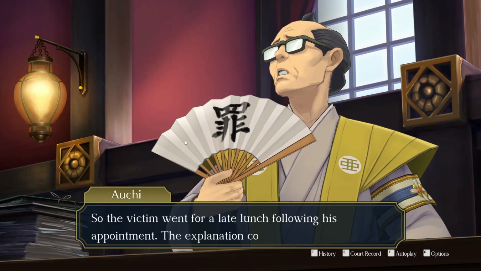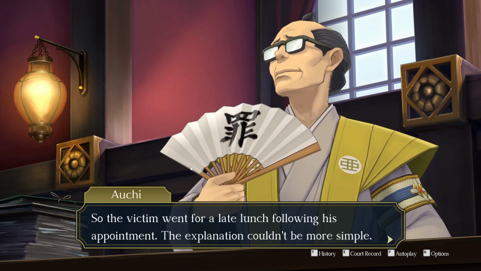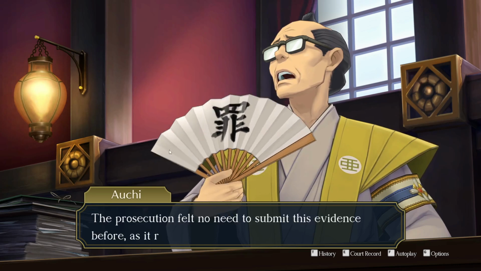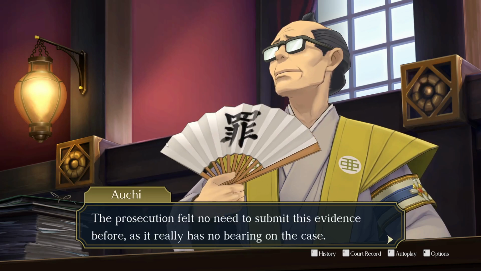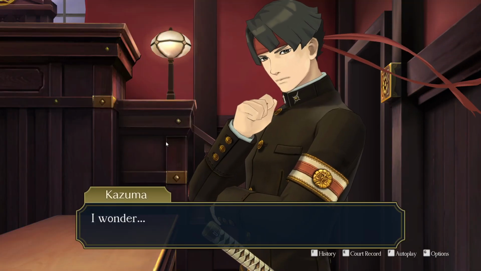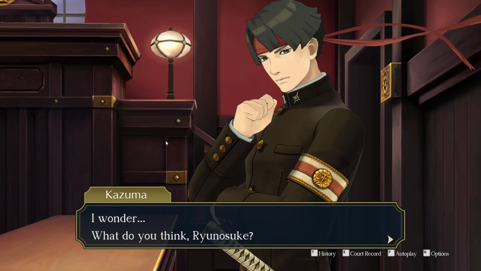So the victim went for a late lunch following his appointment. The explanation couldn't be more simple. The prosecution felt no need to submit this evidence before, as it really has no bearing on the case. I wonder, what do you think, Ryunosuke?